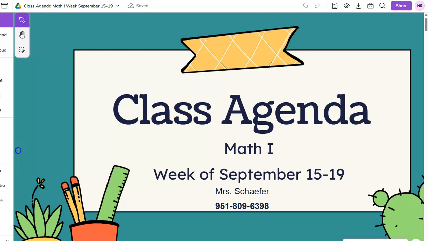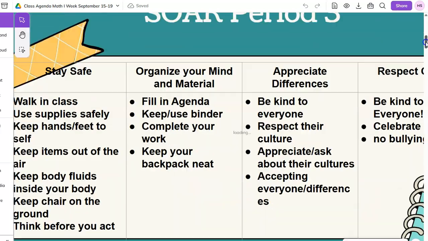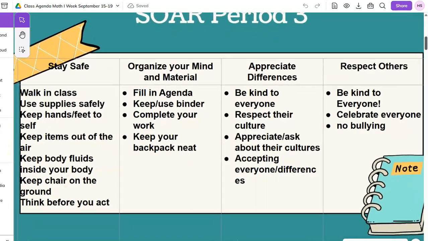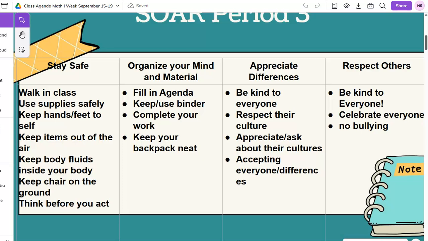Okay guys, it is the week of September 15th. Please make sure that you have your math notebook out for your math review. We have a sub, so let's review our rules.